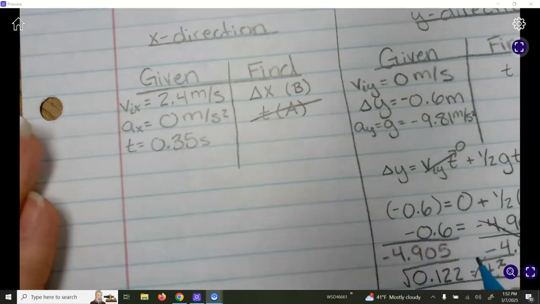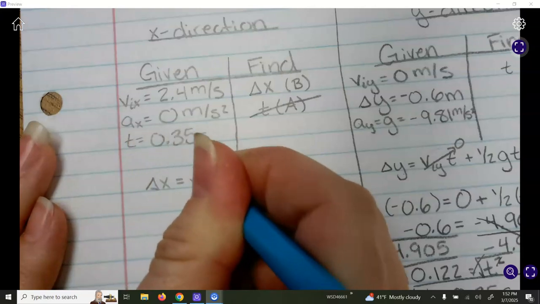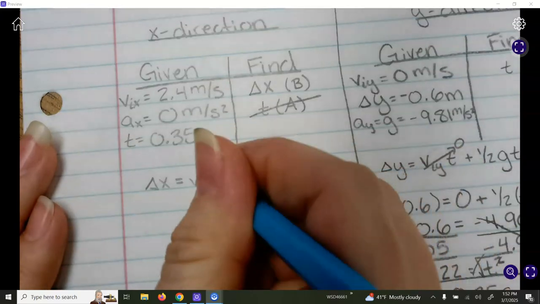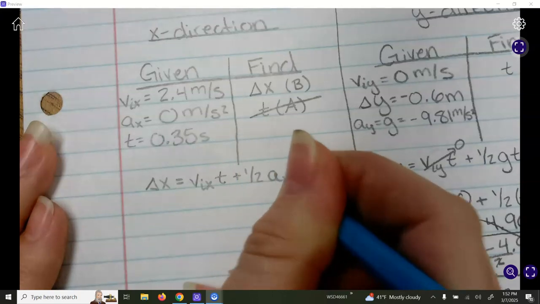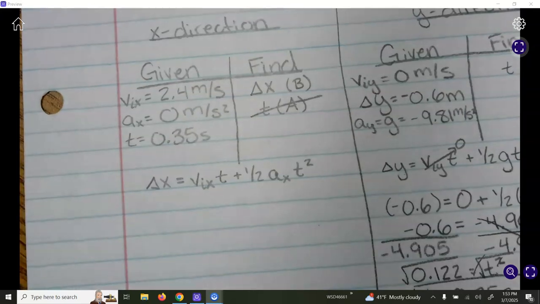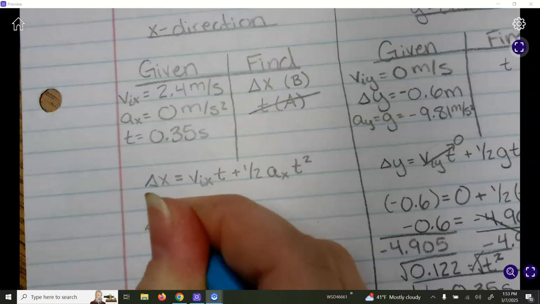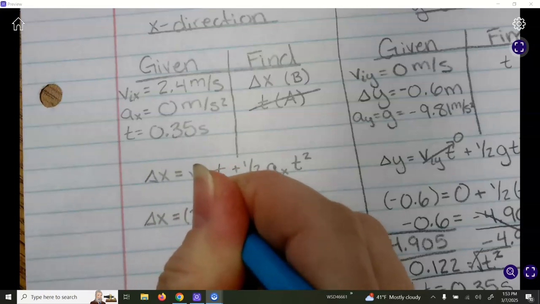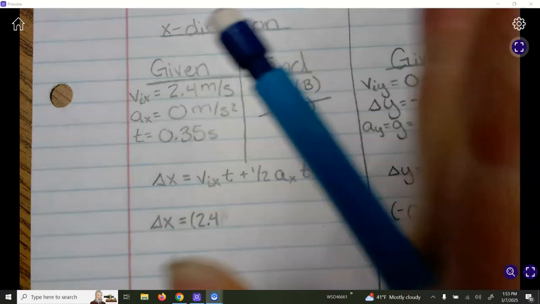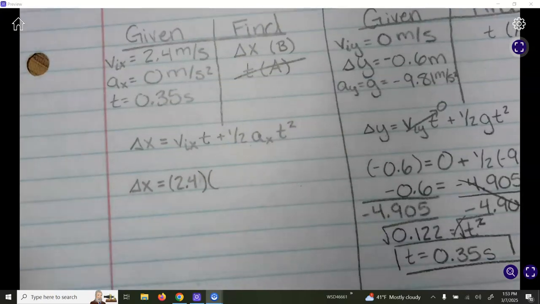So let's copy it down here, and let's make sure we have everything in the x direction now, the horizontal direction. So I have delta x is equal to the initial velocity in the x direction times t, plus 1/2 the acceleration in the x direction times t squared. Okay, let's plug in what we know. Delta x is an unknown. I don't know what that is, so I'm going to leave it as delta x. That's what I'm trying to find. My initial velocity in the x direction was a positive 2.4 meters per second. I just don't feel like using my units in these problems because it gets too cluttered. So I'm just going to put 2.4 and I'll plug my units back in later.